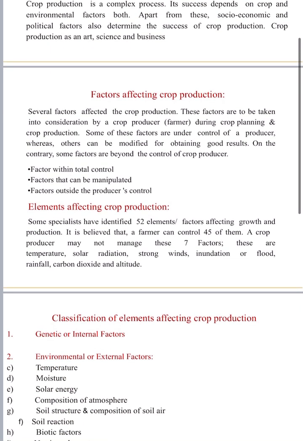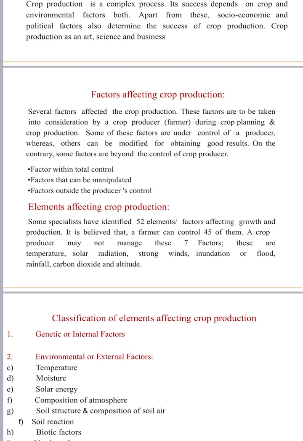Factors affecting crop production. Several factors affect crop production. These factors are to be taken into consideration by a crop producer or farmer during crop planning and crop production. Some of these factors are under the control of a producer, where they can be modified for obtaining good results on the crop. Some factors are beyond the control of the crop producer. Factors within total control, factors that can be manipulated, and factors outside the producer's control.